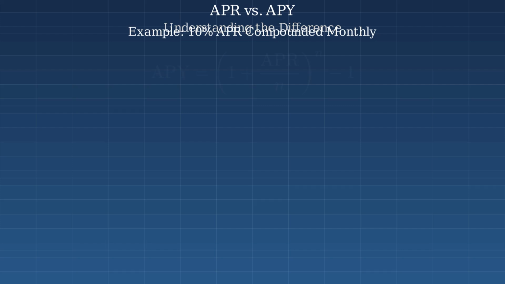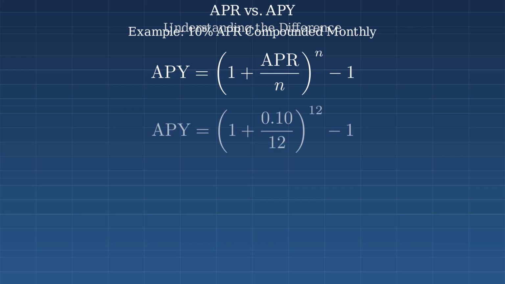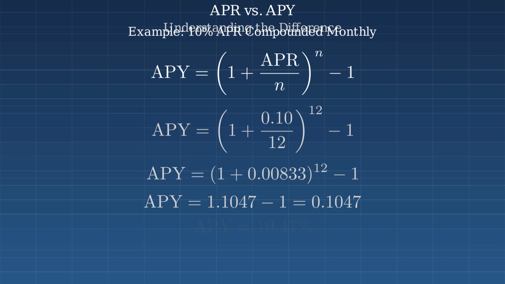Let's calculate how a 10% APR compounded monthly would result in an APY of approximately 10.47%. We substitute our APR of 10% and 12 compounding periods for monthly compounding. Dividing 10% by 12 gives us 0.833% interest per month. After calculating the compound effect over 12 months, we get a factor of 1.1047, which means an APY of 10.47%. This difference of 0.47% may seem small, but it can significantly impact long-term investments and loans.